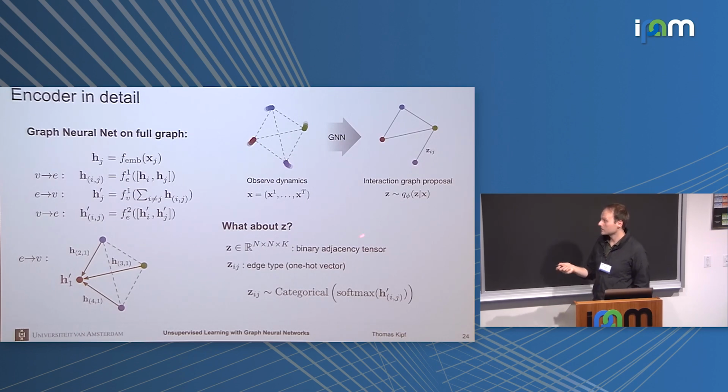And in the end, we care about this latent interaction graph. So we can basically parameterize Z as a binary adjacency tensor. If you have multiple edge types, this would be an n by n by k tensor, where n is the number of nodes. Then Zij would be the edge type on a particular edge, and this can be a one-hot vector if you have multiple edge types. So the distribution we can choose here is a categorical distribution that gives us a particular edge type as an output. And it's just parameterized by a softmax of this edge output here.